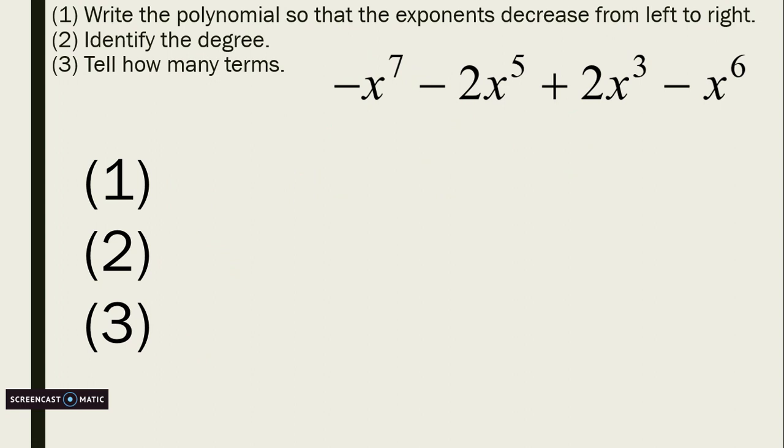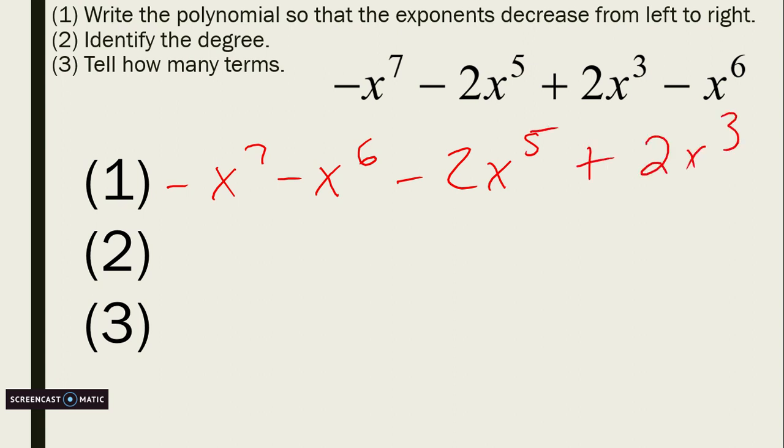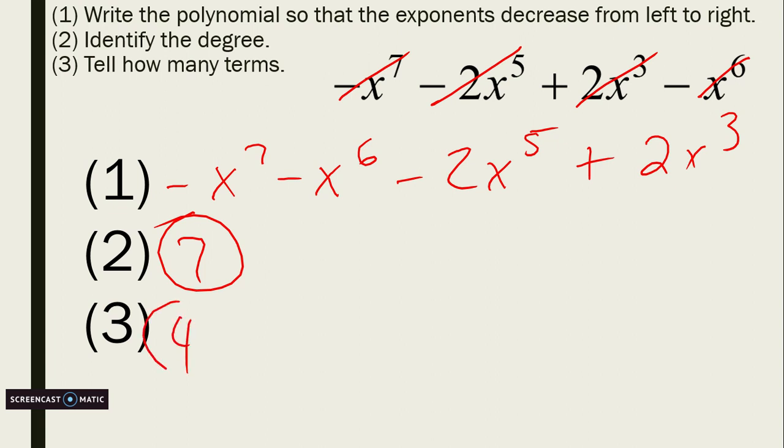Looks like the highest exponent is 7, so we have negative x to the 7th power. Next one is 6, negative x to the 6th. Next one is 5, negative 2x to the 5th. Last one here is 2x to the 3rd power. If you want to cross these out as you go to help you make sure you include all of them, not a bad idea. Looks like the degree is 7, highest exponent is 7. And there are 4 terms this time.